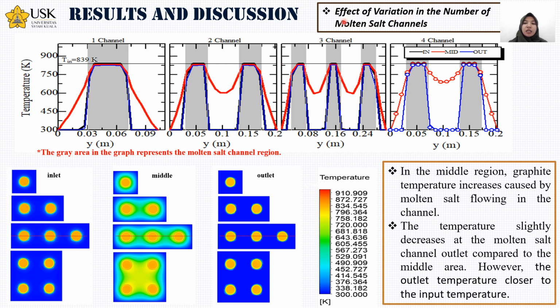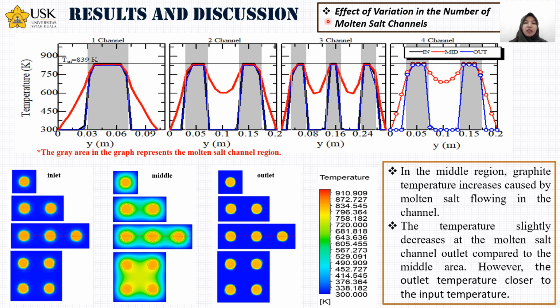It can be seen that the inlet temperature for the channels is 839 Kelvin. This is in accordance with the input temperature set in the boundary condition section, as well as the graphite, which is set at 300 Kelvin.